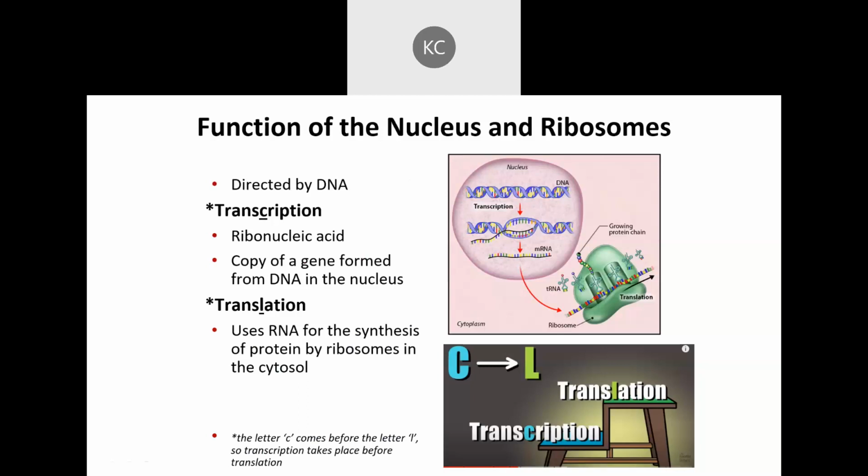A very nice way to remember which one comes first is to look at the words themselves. They both start with trans, and then the next letter in transcription is C, and the next letter in translation is L. Well, C comes before L in the alphabet, and so transcription is going to occur first, and translation is going to occur second, right? Transcription will occur in the nucleus. Translation will occur out in the cytoplasm, all right?